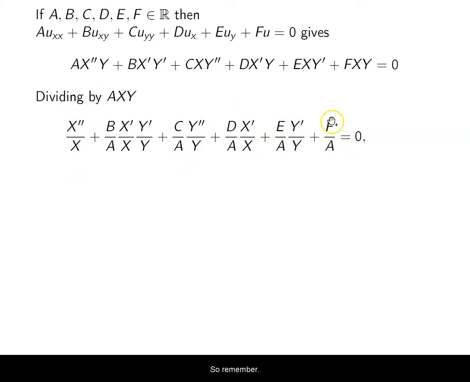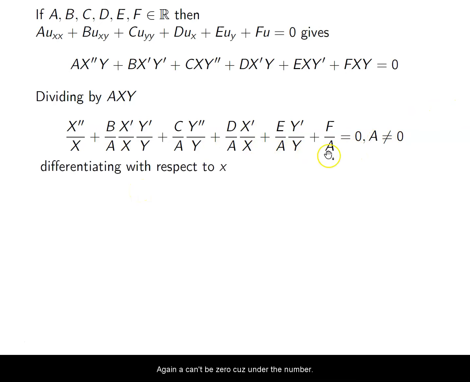So remember, f and a, these are constants. So this is just a constant term. This is some constant coefficient. This is some constant coefficient, and this is some constant coefficient. Okay. So since this is the only one that's mixed, I would like to get this to not be in terms of x and y, right? Again, a can't be 0 because it's on the denominator, okay?